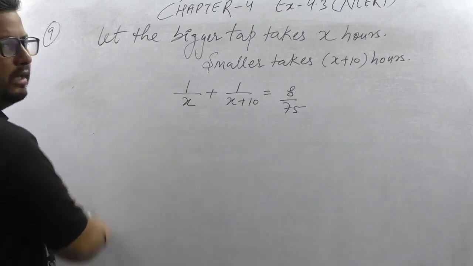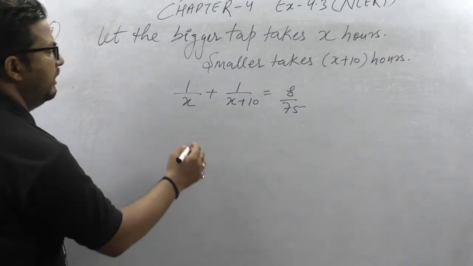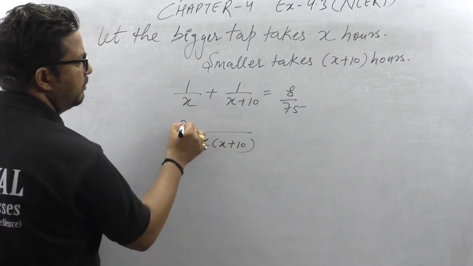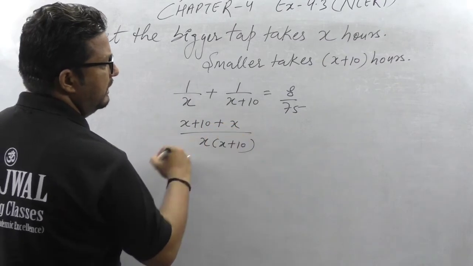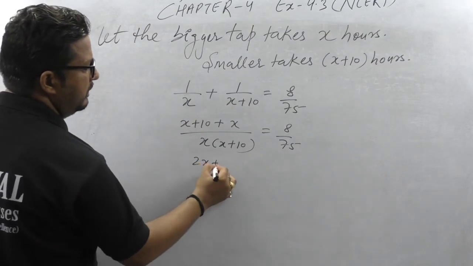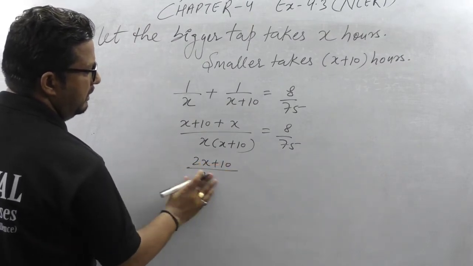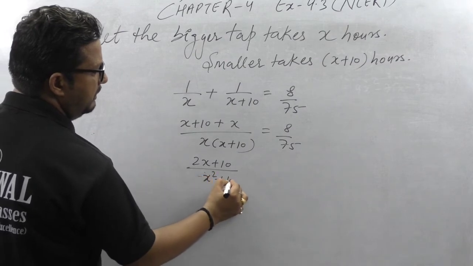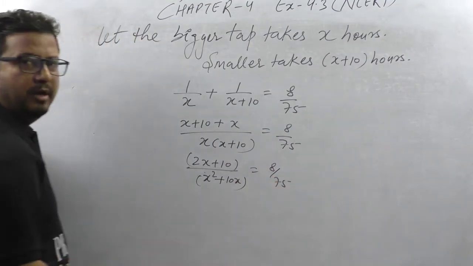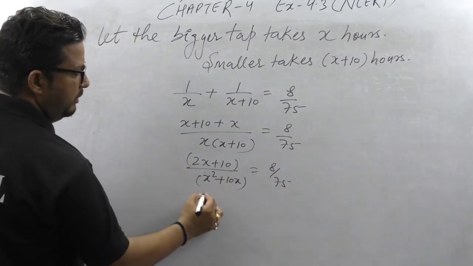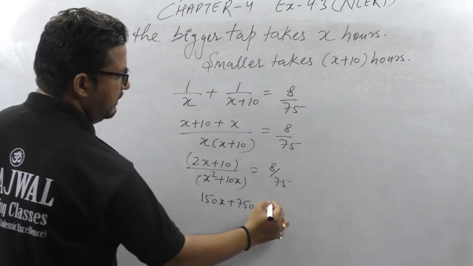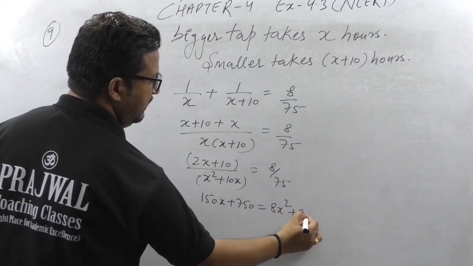So we have an equation ready, and we have to form a quadratic equation and solve it. So x + 10 will be the LCM. Now you multiply this here, so you will get this, and here you have 8/75. Now simply x and x will be 2x, and here if you multiply it will be x square plus 10x, and it is 8/75. Now cross multiply: 75 into 2 will be 150x plus 750, and multiply this side, it will be 8x square plus 80x.